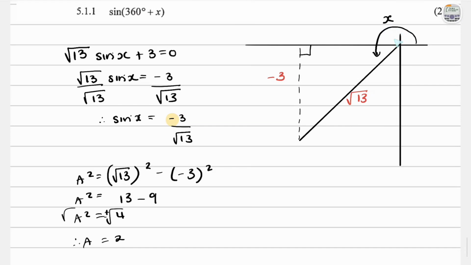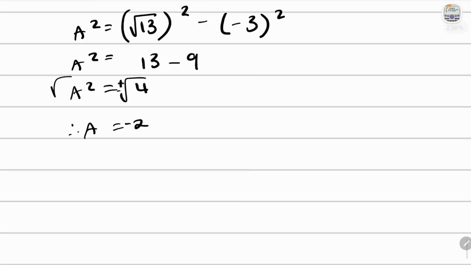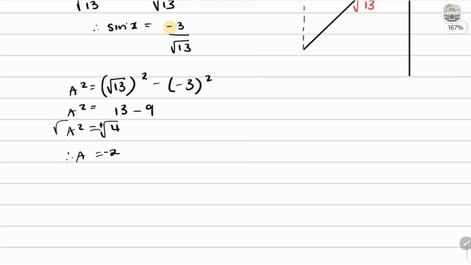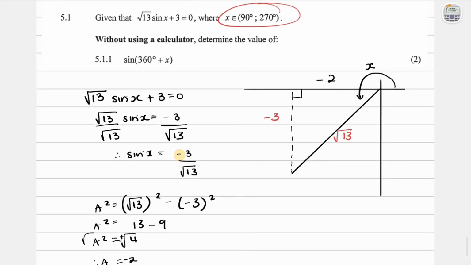Do you see where this 2 is? It's going from this hand side all the way to this side. It is on the left hand side of the x-axis, so it's the negative part of it. So this is actually negative 2 and not just 2. So a is equal to negative 2. And there we go, we have all of this now. Now we can use the information that we have to answer the questions.